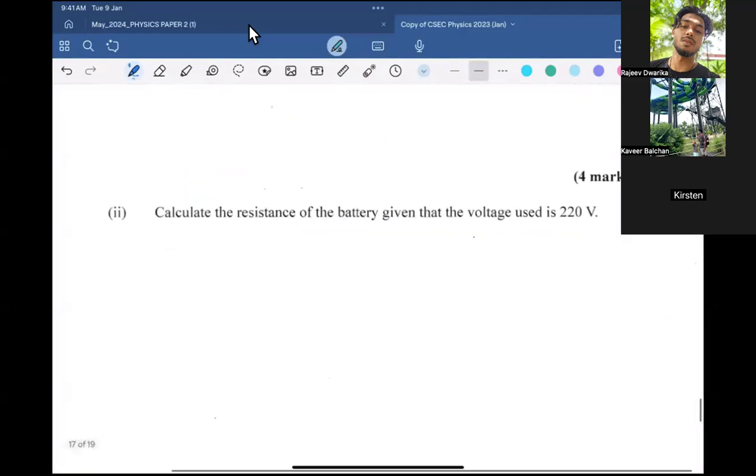Right, calculate the resistance of the battery given that the voltage used is 220 volts. Anytime you see voltage and resistance, V is equal to IR, right? So I want to make R the subject of the formula. I would divide both sides by I. The I would cancel off, so that would leave me with R is equal to V over I. So you can see it there for yourself.